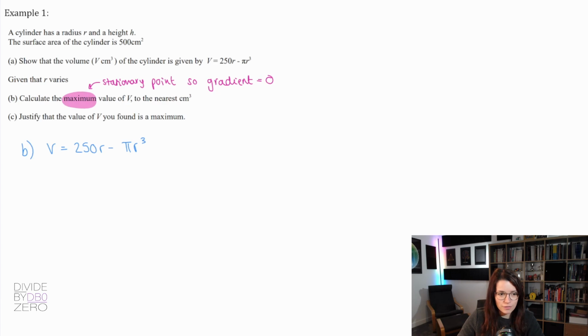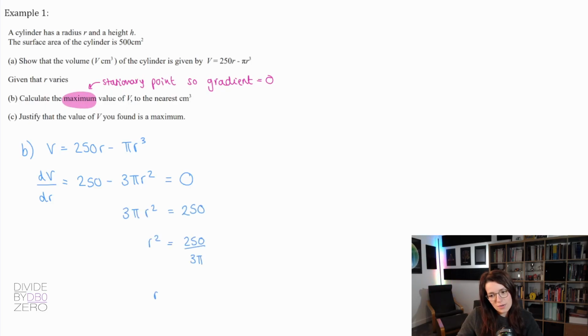That's the equation for v, so if we differentiate this to get the gradient, that's going to be 250 minus 3 pi r squared. Maximum is a stationary point, so we want to set that equal to 0. We're then going to rearrange that for r. When we do that, we get this. r equals the square root of 250 over 3 pi. Just the positive square root because the radius has to be positive. That's roughly equal to 5.15 centimeters.